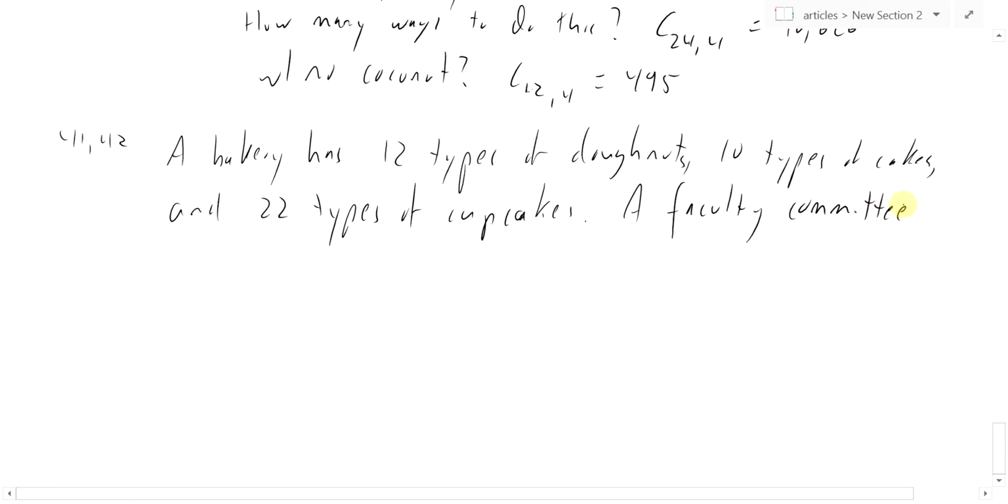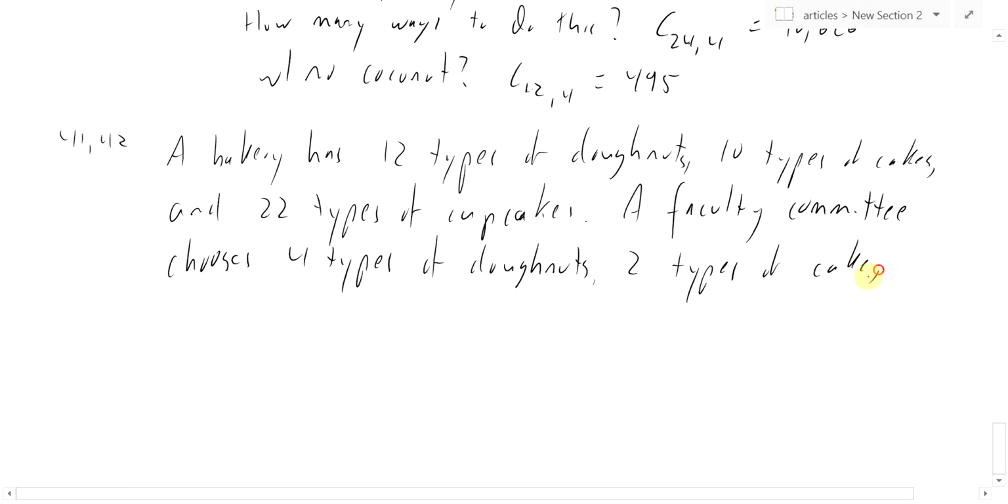A faculty committee chooses 4 types of donuts, 2 types of cake, and 12 types of cupcakes for the meeting. Right? And so they're just saying, you know, these 4 types of donuts, these 2 types of cakes, these 12 types of cupcakes. How many ways can they do this?